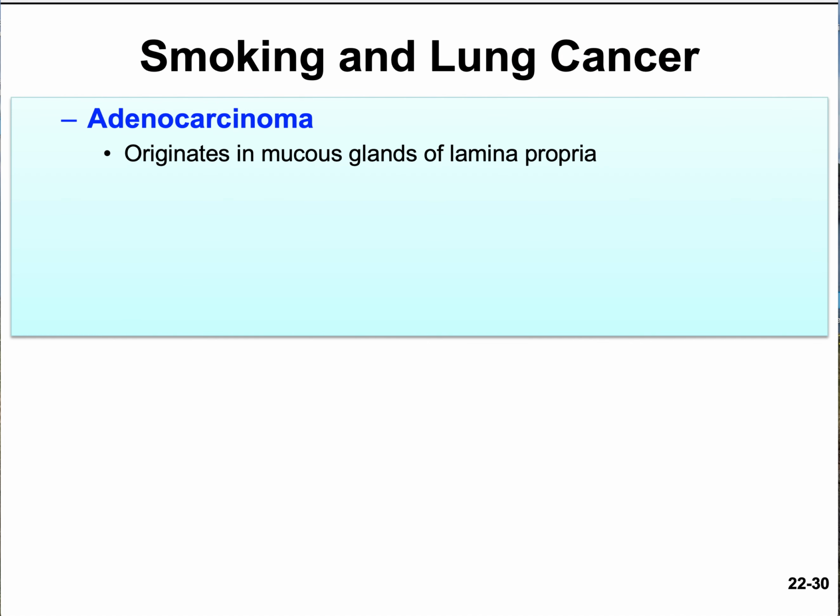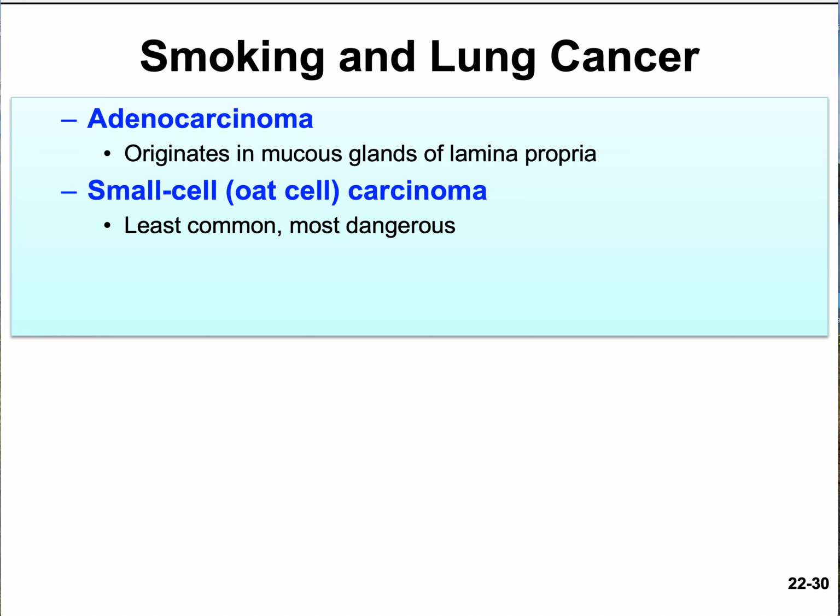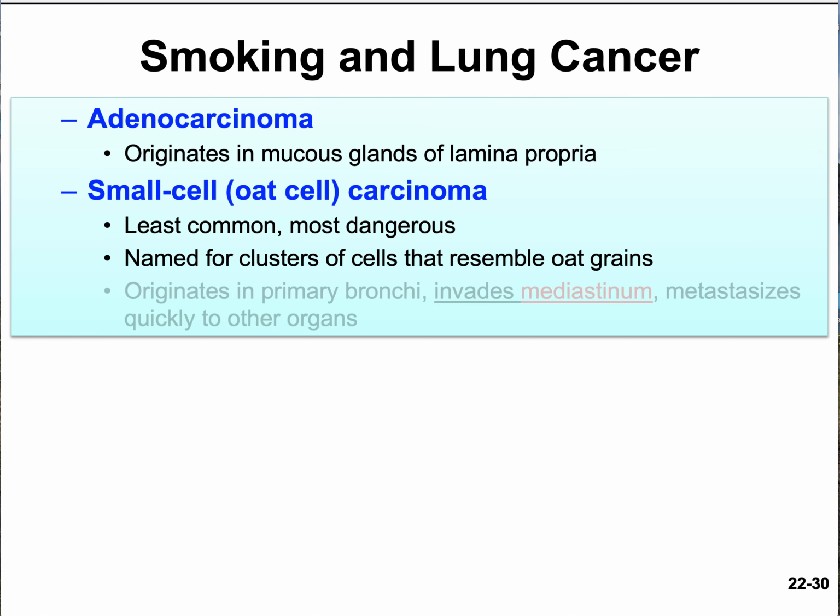Other kinds of lung cancer that come from smoking: adenocarcinoma, and these are things you'll hear about because these people show up in the hospital. In this case, mucus glands of the lamina propria. Those go crazy. And the worst kind is small cell or oat cell carcinoma. And this is what I talked about already with my mother-in-law. It's the least common, but the most dangerous. It's named because of the appearance of the cancer cells.